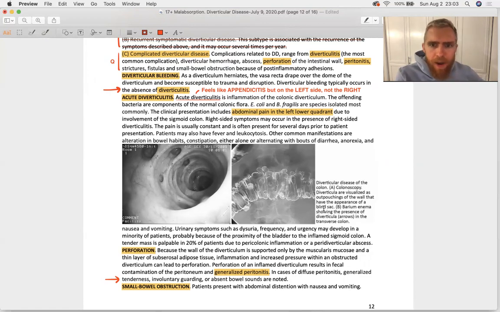Acute diverticulitis is accompanied by infection, most commonly E. coli and Bacteroides fragilis. So this could be just a gateway to a micro question. Lower left quadrant pain. Pain is usually constant and often present for several days. Patients may also have fever and leukocytosis indicating acute bacterial infection.